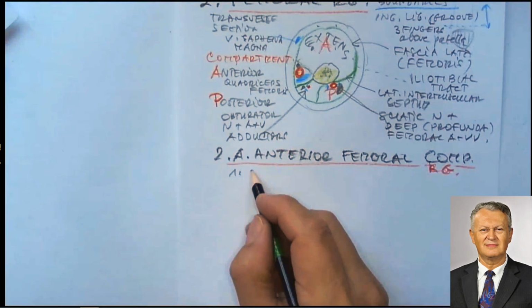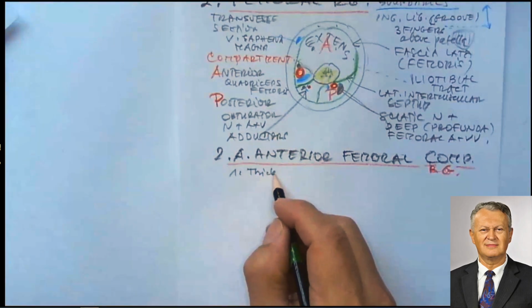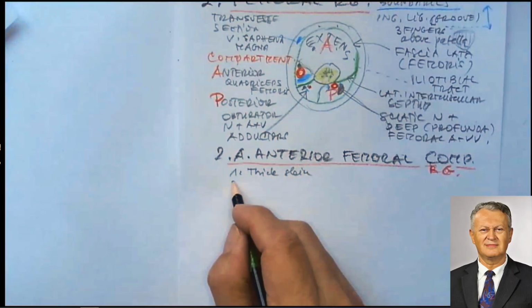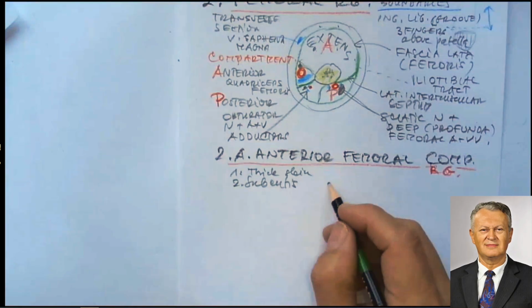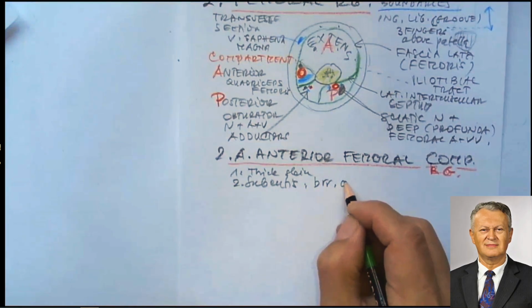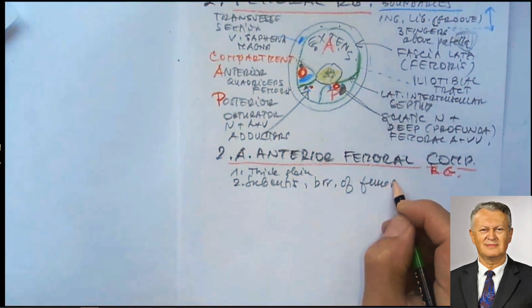The anterior femoral compartment contains thick skin in layers. Number two, subcutis, which contains the branches of the femoral nerve.